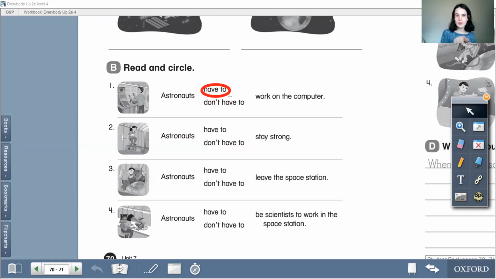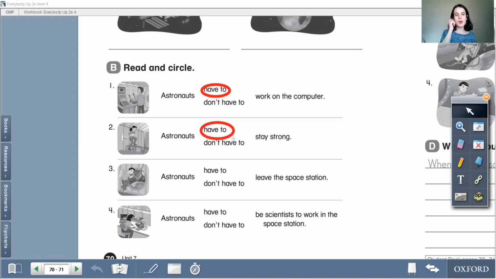I think that there is a special bicycle, right? And let's read it. Astronauts have to stay strong. Astronauts don't have to stay strong. Astronauts have to stay strong, right? They have a special bicycle and they are working with it, right?